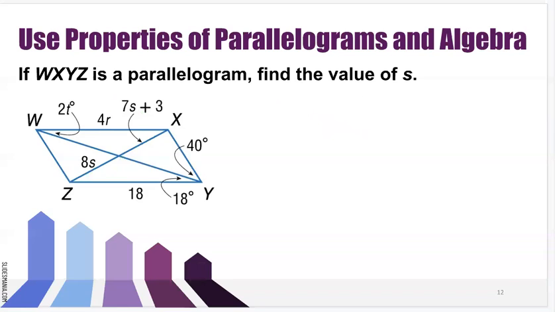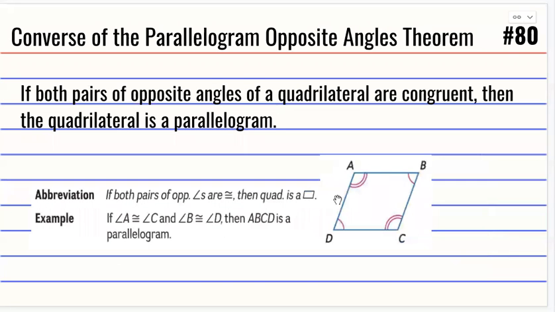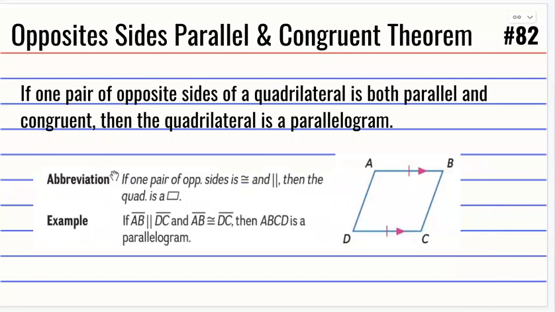So the converse is true for all of the properties. If both pairs of opposite sides of a quadrilateral are congruent, then it's a parallelogram. If opposite angles are congruent, it's a parallelogram. If the diagonals bisect each other, it's a parallelogram. And here's a new one. If opposite sides are both congruent and parallel, then it is a parallelogram.